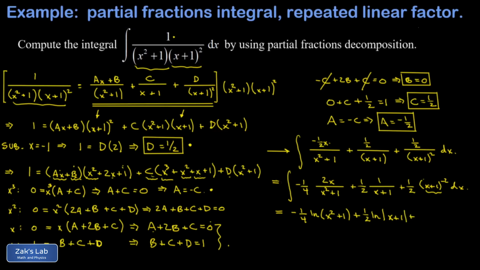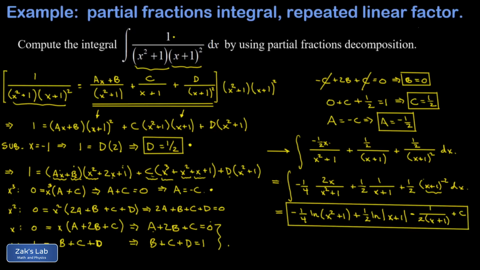In my third term, I just use the power rule on this, and I get x plus 1 to the negative 1 divided by negative 1. I'll go ahead and put that minus sign out in front here. And my x plus 1 to the negative 1, well, that's just the x plus 1 in the denominator. And don't forget to add your arbitrary constant plus c, and we're done with the integral.